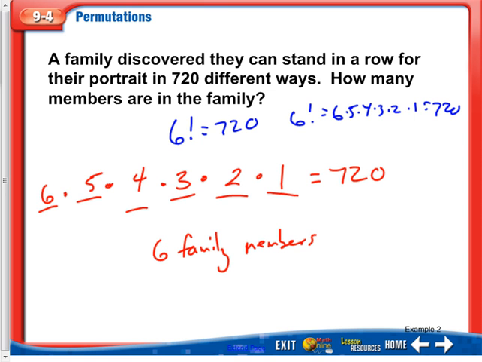So that's just a little background information on what that exclamation point does for us in math. And that's our last example for the day 4 lesson.